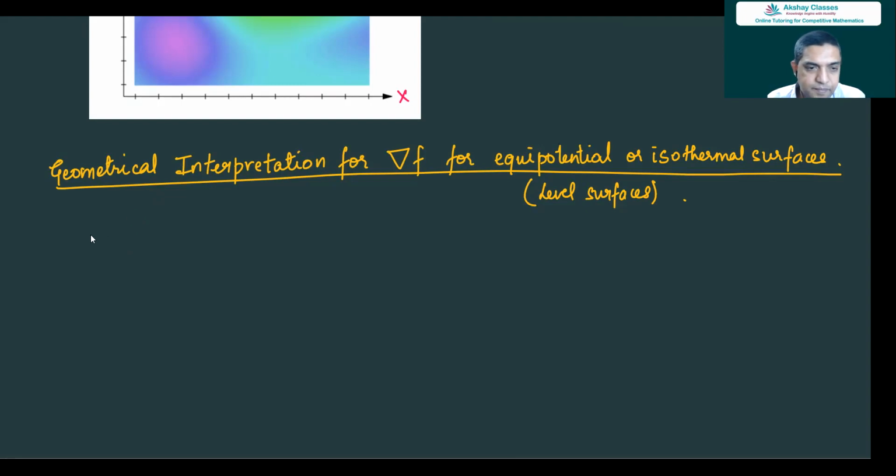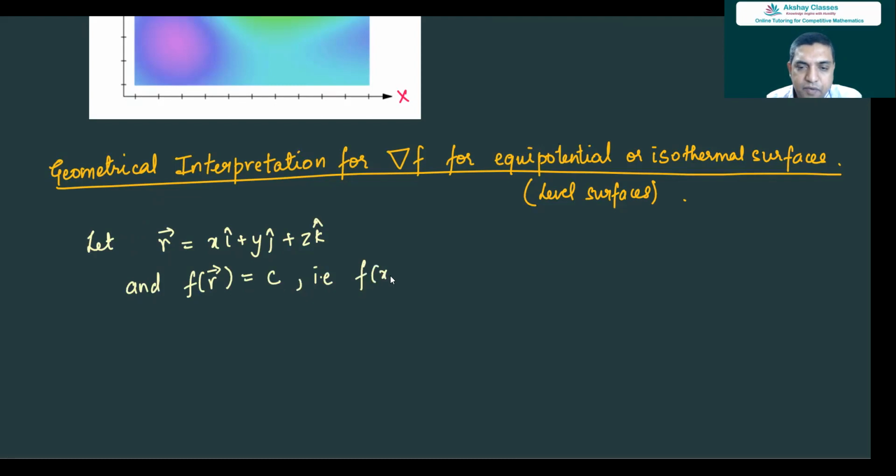So now let r be xi plus yj plus zk, and f of r bar equal to c, that is f of x, y, z equal to c, be a level surface. Now, if it is a level surface, that means it's a constant.